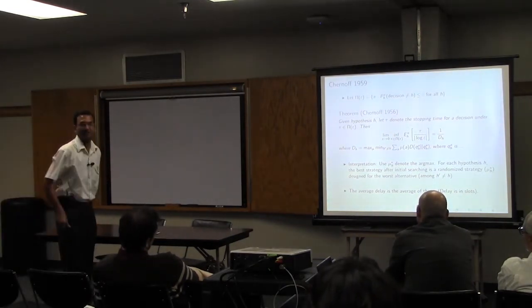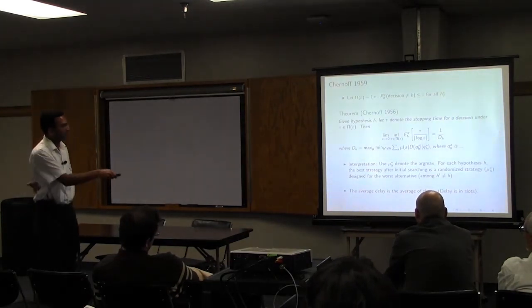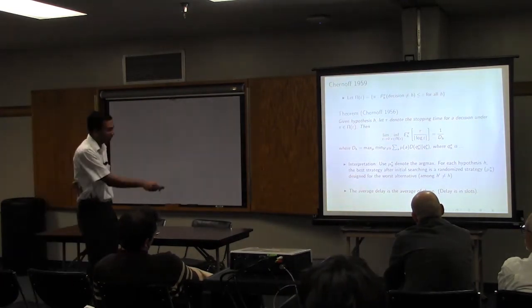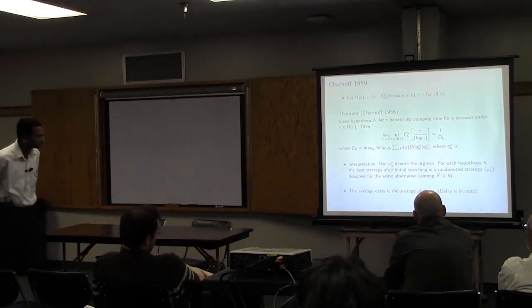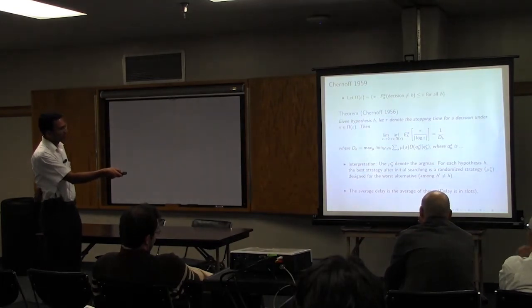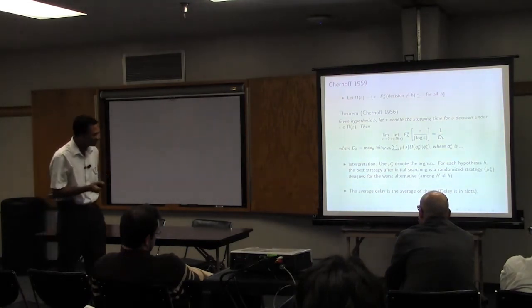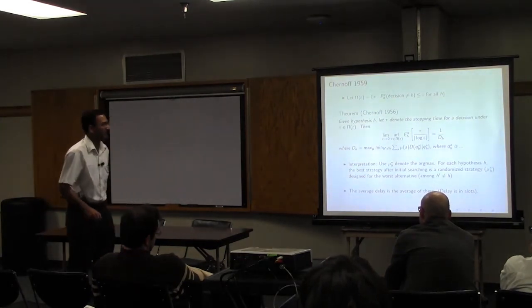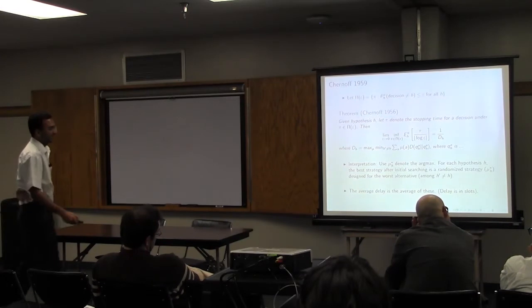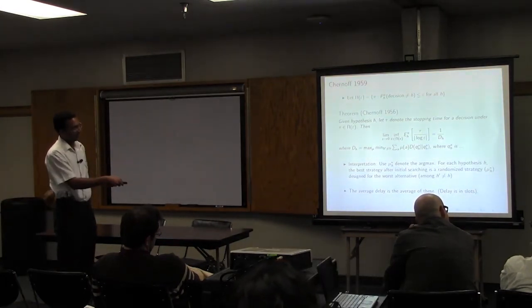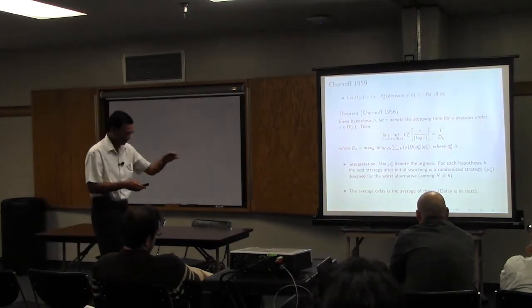And what you try to do is maximize your strategy. So this mu is your strategy of randomized actions. You try to maximize this to be able to distinguish between H and the worst case hypothesis H prime. So here's the interpretation. Use mu star H to denote this argmax for each hypothesis H, the best strategy after some initial searching is a randomized strategy designed for the worst alternative, H prime not equal to H. And the average delay is essentially the average of these across the priors, which is the uniform prior. And the delay here will be measured in slots.